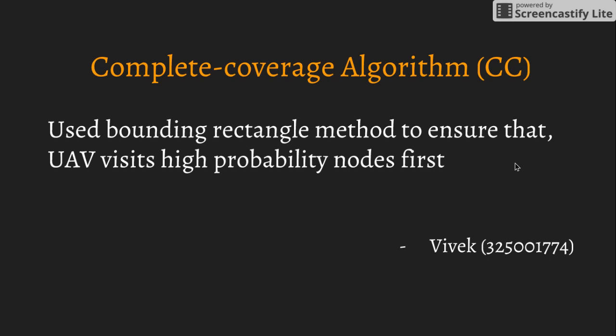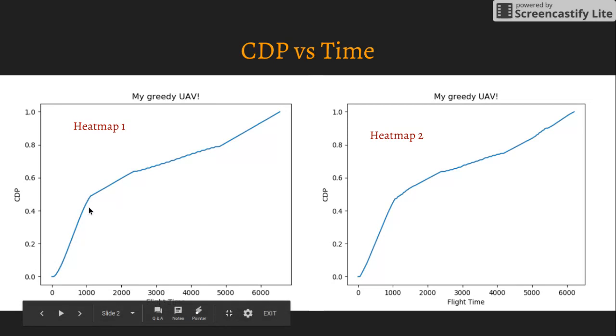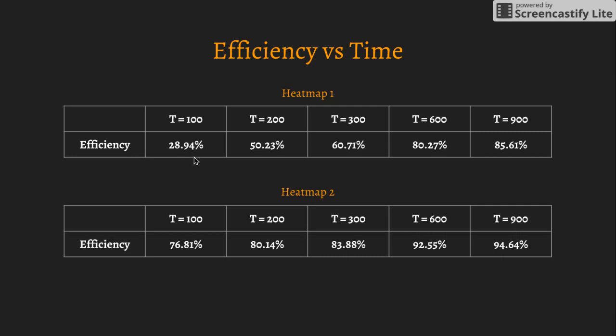Hello all. I implemented the complete coverage algorithm using the bound and rectangle method. These are the CDP versus time graphs. You can see that the paths are greedy. Initially the slope is very high. Coming to their efficiencies, although the graphs for both heat maps are very similar, their efficiencies are pretty different.